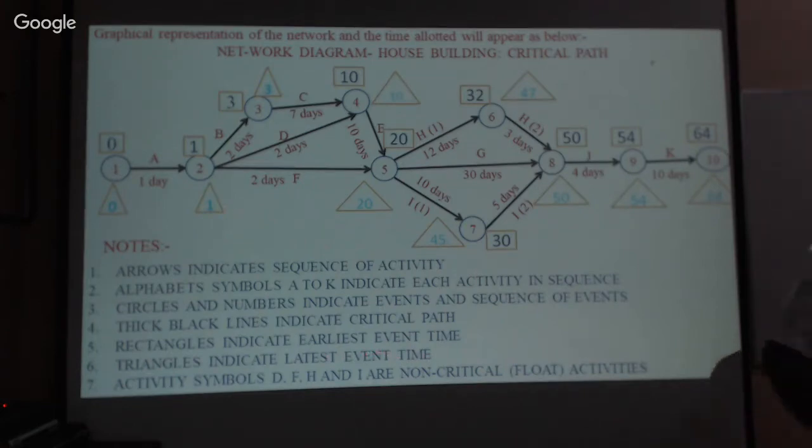It explains how long we can wait and when we must start at the latest, isn't it? And the activity symbols D, E, F, G, I are non-critical flow activities that I will discuss a little later.